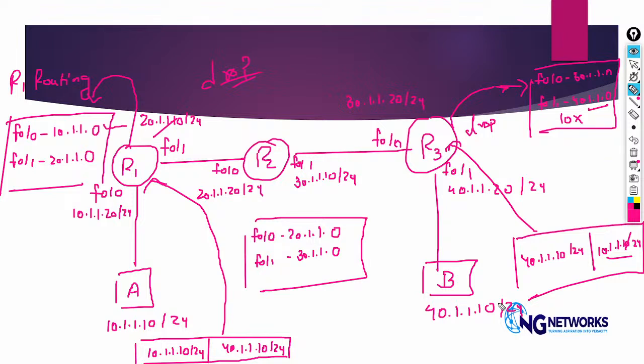Then what do we do now? Then comes the concept of routing. And in routing, we have two particular types. It can be static routing and it can be dynamic routing.